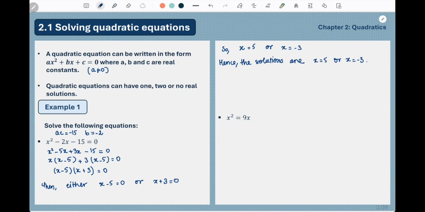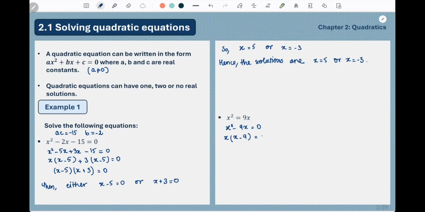So let's move on to another example. x squared equals 9x. In this one, it is a quadratic equation because the highest power is 2, but we have to write it in this form over here. So we need to equate it to 0. So let's do that first, then start working on it. Moving my 9x to the other side, it changes sign, and then we get x squared minus 9x. Here I have a common factor, which is x. So x times x minus 9.